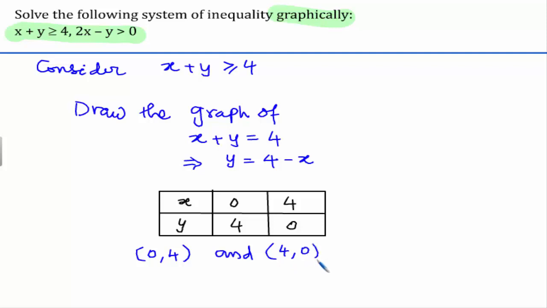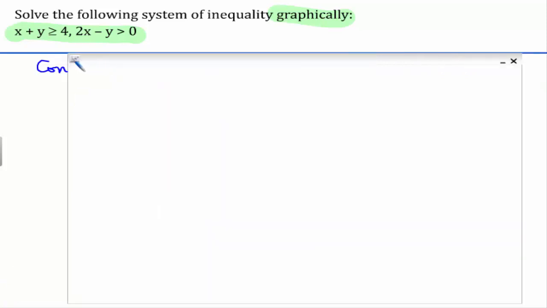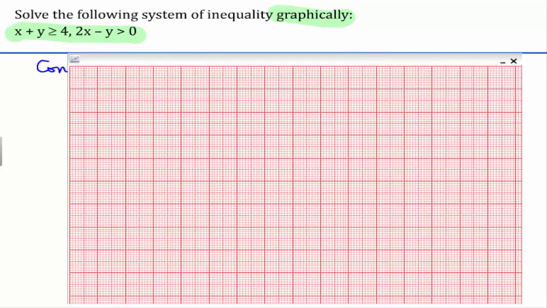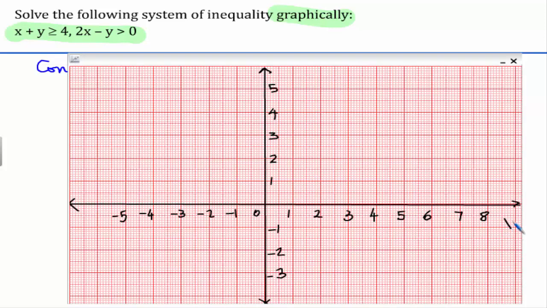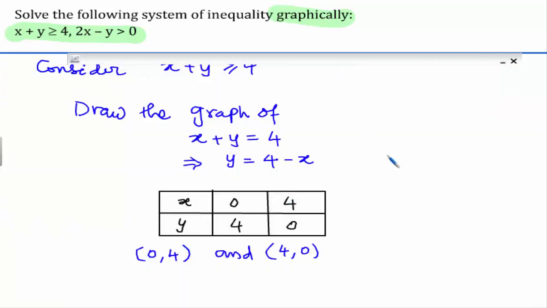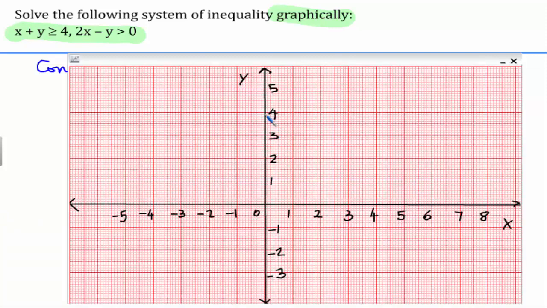Now using these ordered pairs, let us draw the graph. Here is the graph sheet, and we'll place x and y axis on this. Now in the system, here is the x axis and this is the y axis. Now let us select the points. The first point is 0, 4. 0, 4 will be here, and the next one is 4, 0, which is here. Now let us draw a line joining these 2 points.